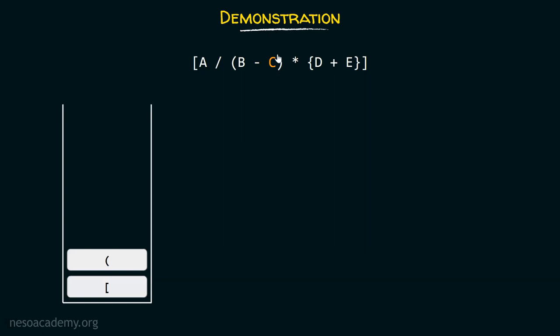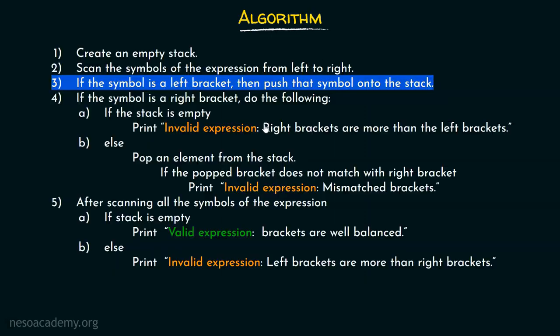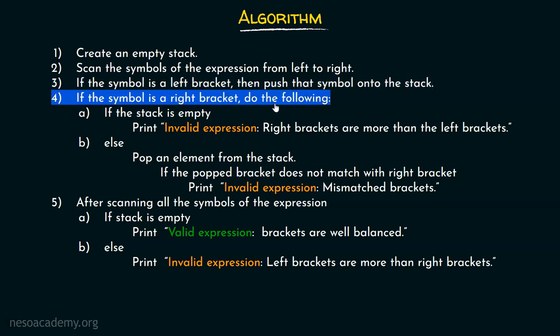The next symbol is, of course, a right round bracket. Now what to do with this? We have a right round bracket, and we do not have a left round bracket. We cannot push this symbol inside stack. According to the algorithm, if the symbol is a right bracket, then do the following. If the stack is empty, then print invalid expression, right brackets are more than the left brackets, but it is not the case. We have a symbol inside stack. Therefore, stack is not empty. Hence, we must evaluate this expression.